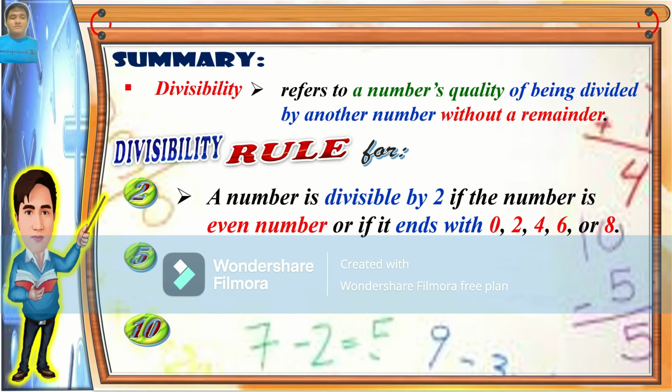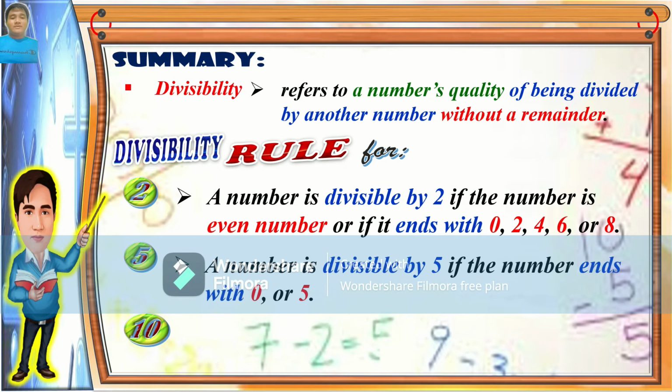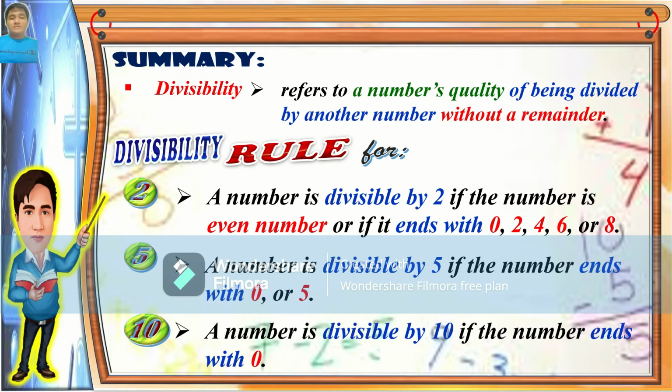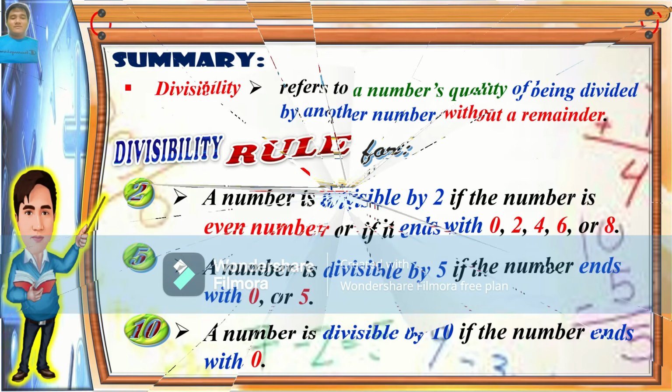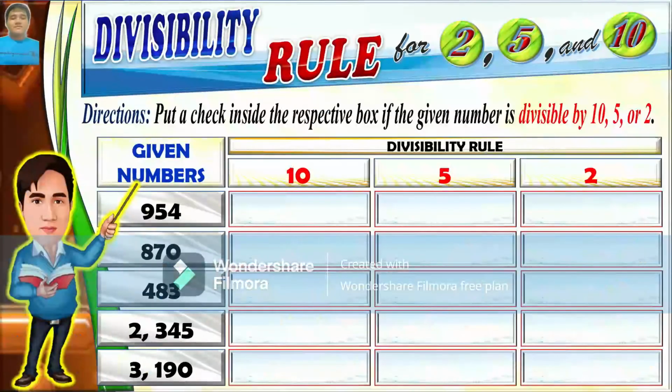a number is divisible by 2 if the number is an even number or if it ends with 0, 2, 4, 6, or 8. Now, for the divisibility rule for 5, a number is divisible by 5 if the number ends with 0 or 5. And for the divisibility rule for 10, the number is divisible by 10 if the number ends with 0.